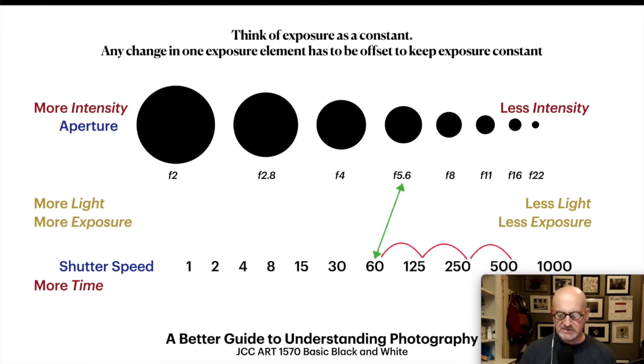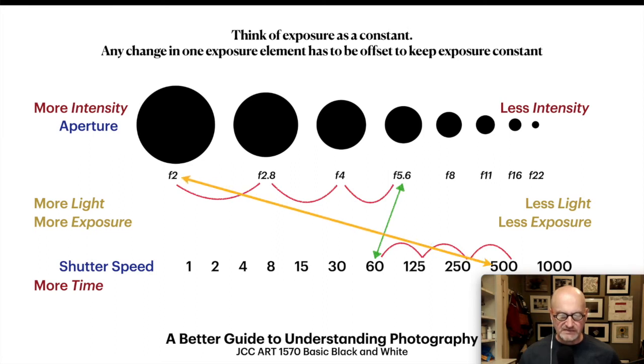I do that by changing my aperture from f5.6 to f4 to f2.8 to f2. Now, if you look at it, I've increased the intensity once, I've increased the intensity a second time, and I've increased the intensity a third time. So I've reduced my exposure time 3 times, but I've increased my intensity 3 times. When I do that, I've recreated that balance that I had at 60 and f5.6.